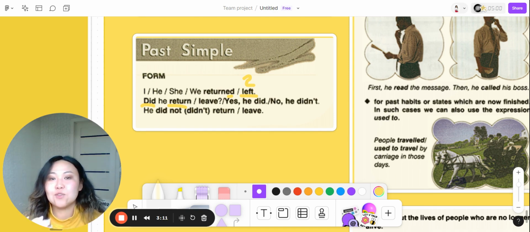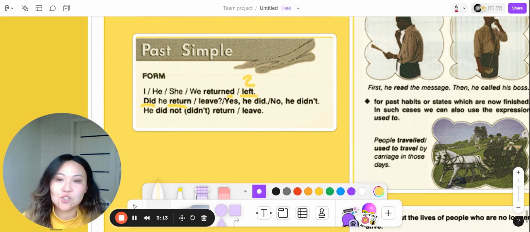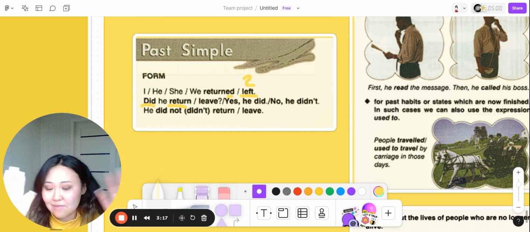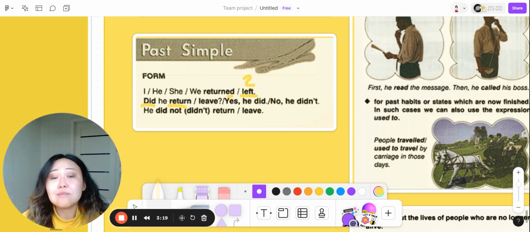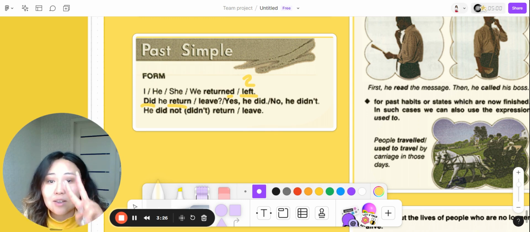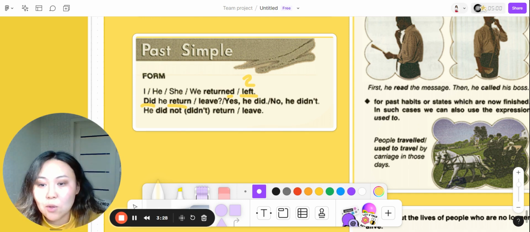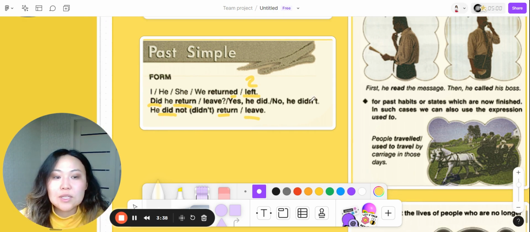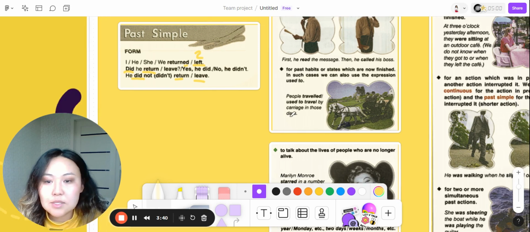It doesn't matter if you say I watched, you watched, he watched, she watched, it watched, they watched, we watched, all of the pronouns will use the second form of the verb with ed ending, or from the second column. When it comes to negative sentences, we use did not and the first form of the verb. So let's take some examples.